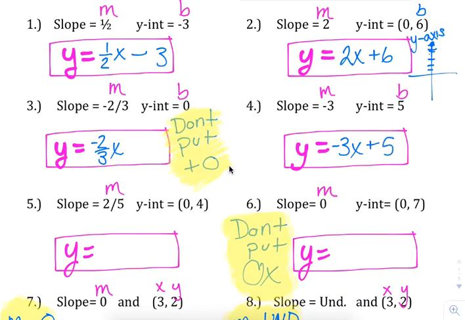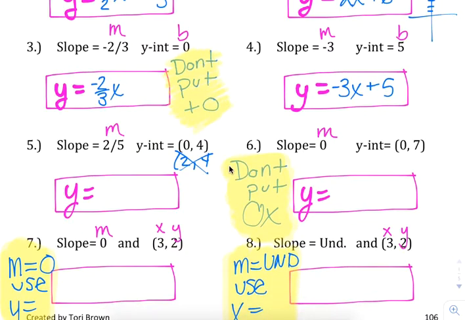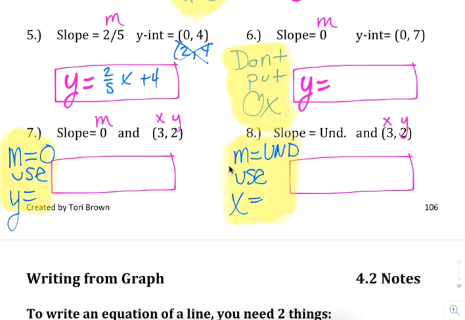Number 5, we have that y-intercept. It's a point again, so we're using the y value because it came off the y-axis. Remember that if that point was like 2, 4, that would not be the y-intercept. It's only because it's on the y-axis starting with a 0. So we would say 2/5 x plus 4. Okay?